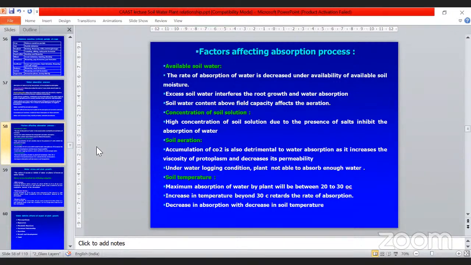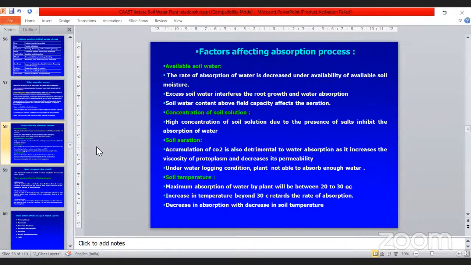As you know, if the soil is stagnated, with ponding water there, generally the crops cannot survive because the carbon dioxide concentration has increased. The oxygen is not there in the soil. So that's why the CO2 is increased and it directly affects the protoplasm activity. So under waterlogging condition, the plant is not able to absorb enough water.